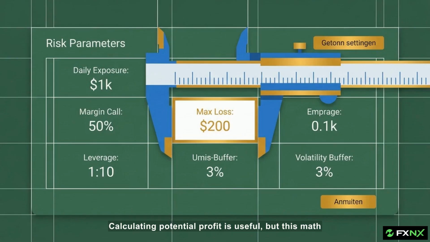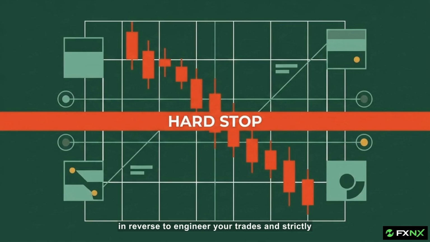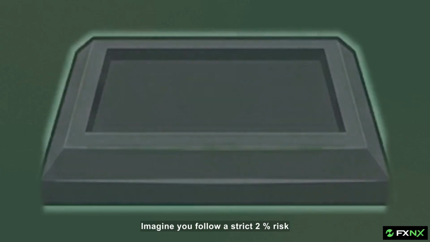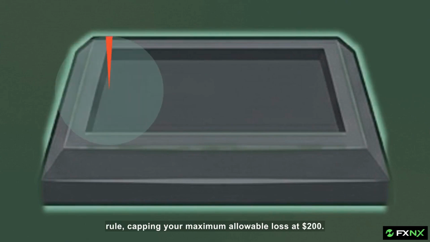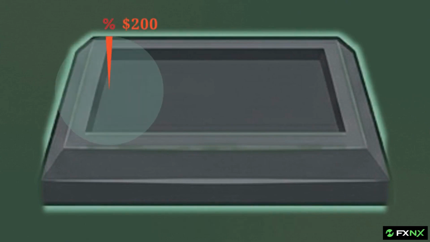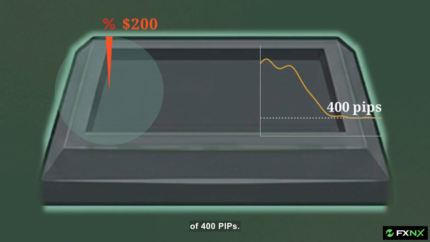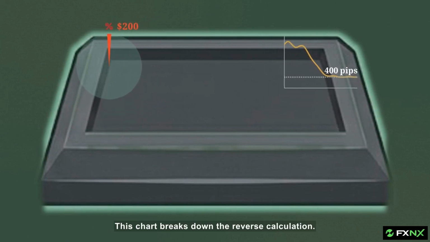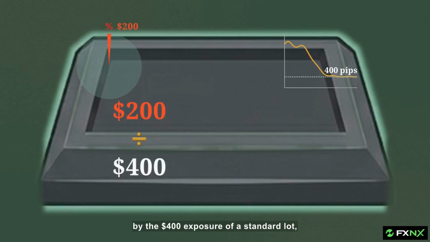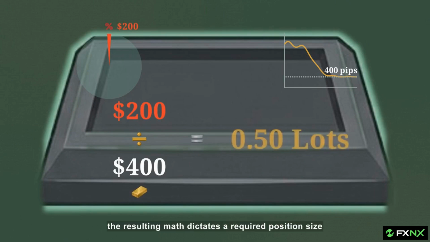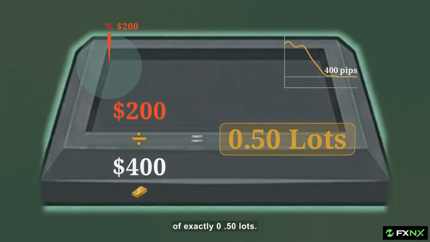Calculating potential profit is useful, but this math is even more effective when used in reverse to engineer your trades and strictly cap your downside. Imagine you follow a strict 2% risk rule, capping your maximum allowable loss at $200. Your technical analysis dictates a stop-loss distance of 400 pips. This chart breaks down the reverse calculation. You take your $200 maximum risk, divide it by the $400 exposure of a standard lot, and the resulting math dictates a required position size of exactly 0.50 lots.